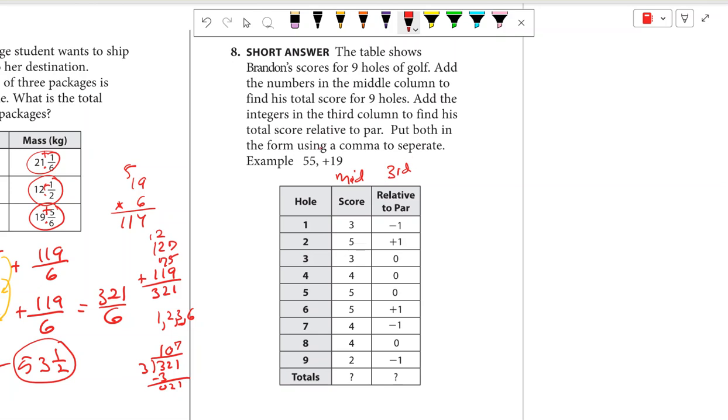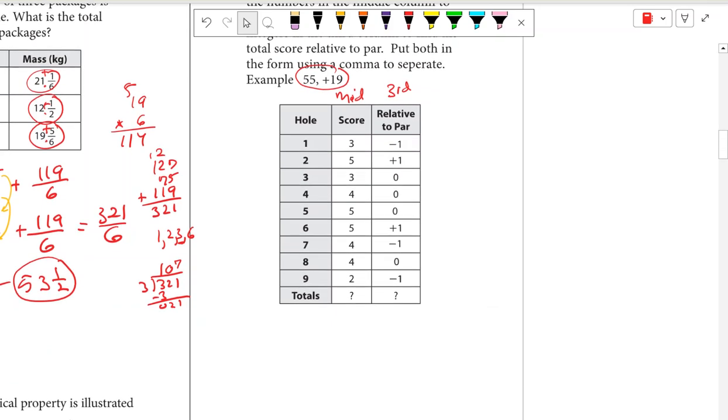Put both in the form using a comma to separate. So here's your example of how to put it into the form. But let's go ahead and work here. I'm going to draw a line right here, and then I'm going to go down and clump these together. So I'll put 3 together at one time. These 3 are going to be 11, these 3 are going to be 14, and these 3 together are 10. And then I'll put these together. 11 plus 14 plus 10 is going to be a 5 in the ones place and a 3 in the tens place.